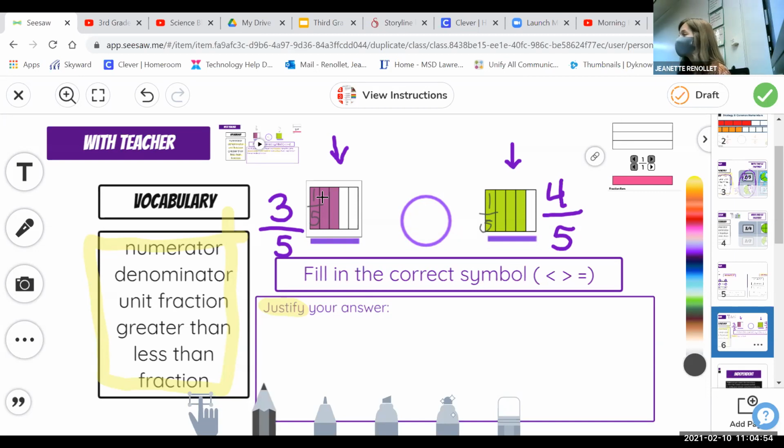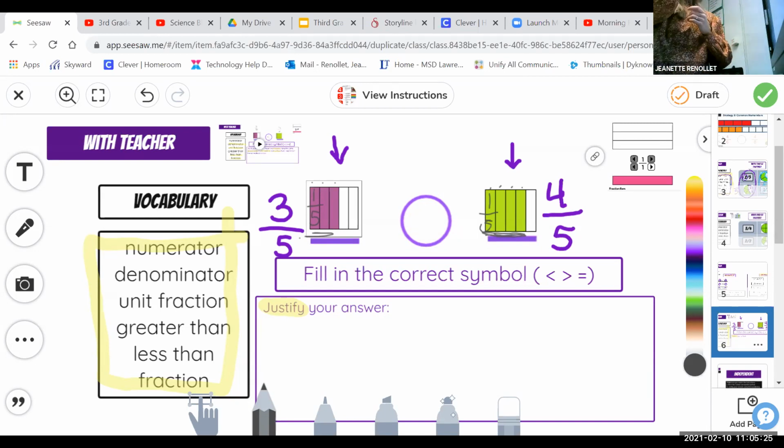Jonathan, which one would be greater? 3/5 or 4/5? Draw it in here, like that, okay? Here, you try it. Look at the shaded parts. Here we have 1, 2, 3 shaded. Over here we have 1, 2, 3, 4 shaded. Right? When the denominators are the same, you just have to count which one has more parts.